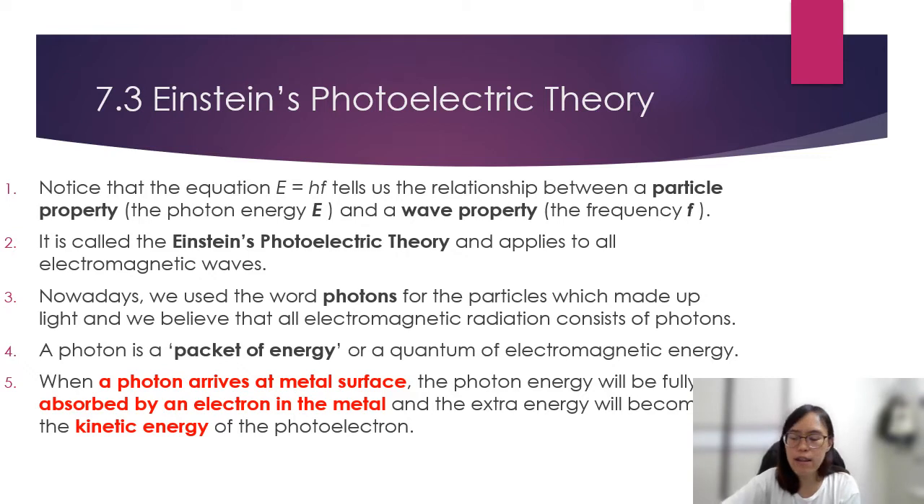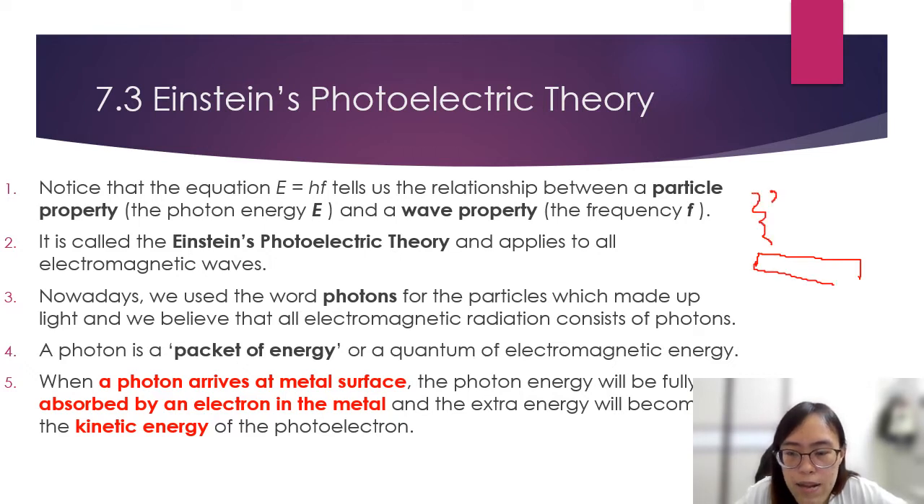Photons that follow this Einstein photoelectric theory are packets of energy with discrete wavelength. When a photon arrives at the metal surface, the photon energy is fully absorbed by an electron in the metal. The extra energy becomes the kinetic energy of the photoelectrons. So what happens here? We can take this as a metal surface.